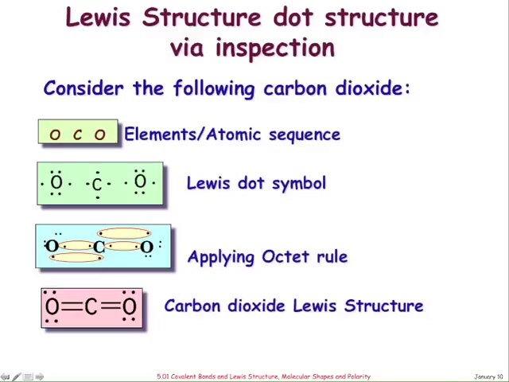So let's consider a simple, classic example like carbon dioxide. In carbon dioxide, we know that carbon dioxide is CO2. We also know, or if you don't know, I will remind you that the first element in the formula is generally a central atom. That's the center part of the atom in which all the other atoms are going to surround it.